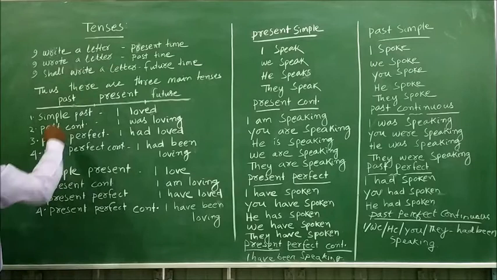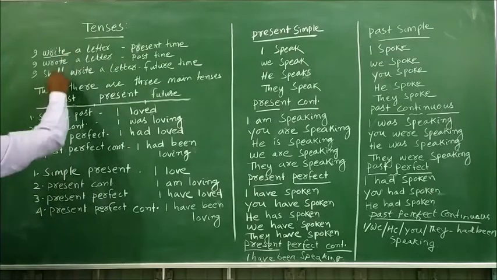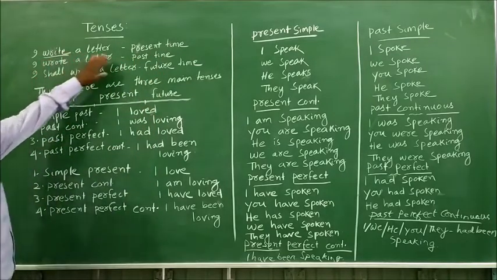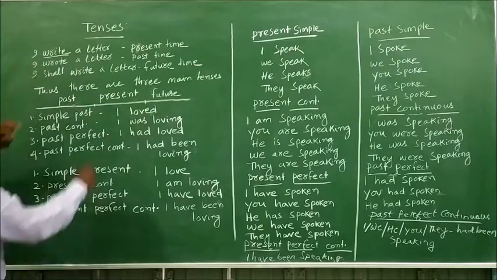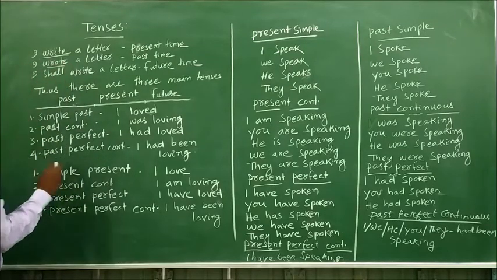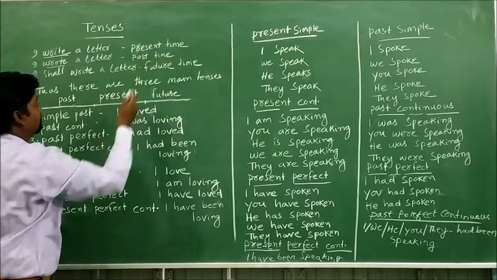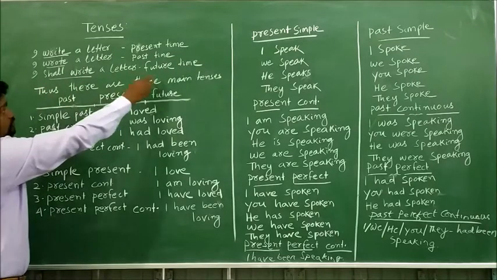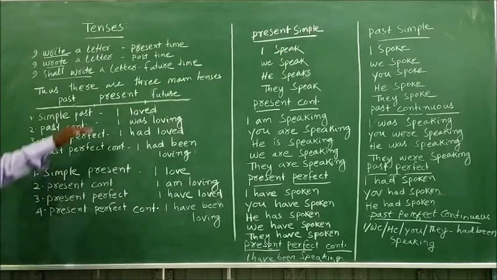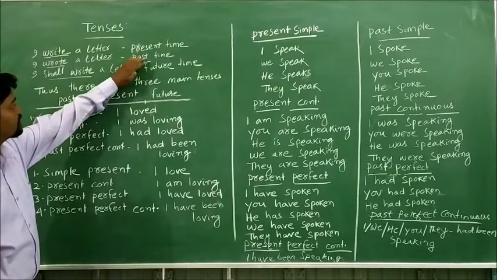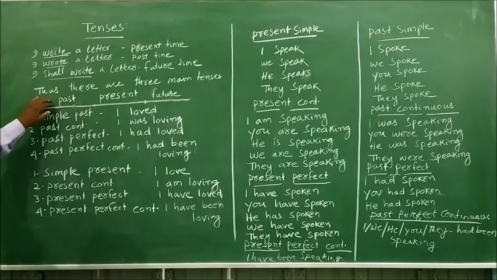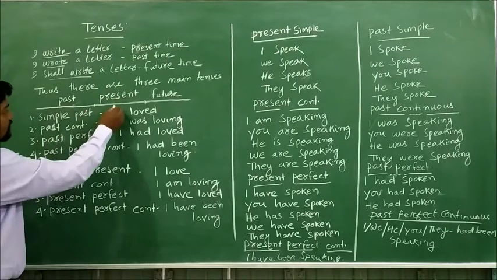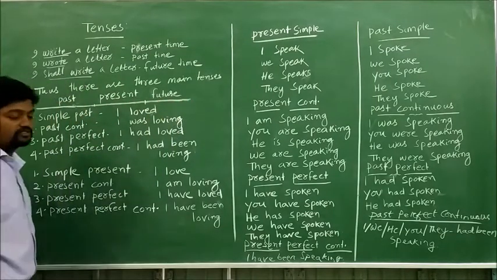Here in these three sentences, the verb write denotes present time. Wrote, in the second sentence, refers to past time. And in the third sentence, shall write refers to future time. So what do we learn? Present time, past time and future time. Thus, there are three main tenses: past tense, present tense and future tense.